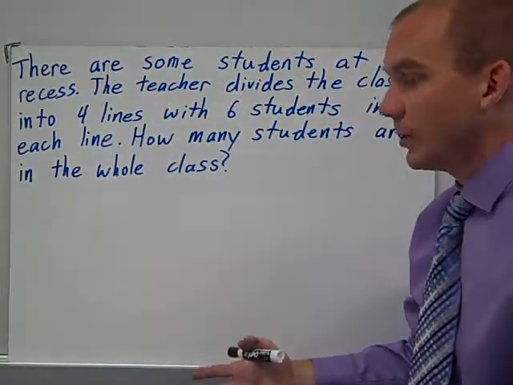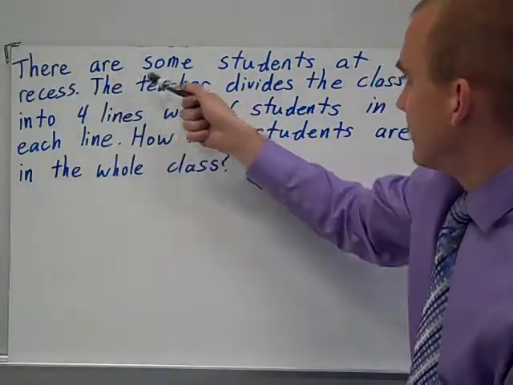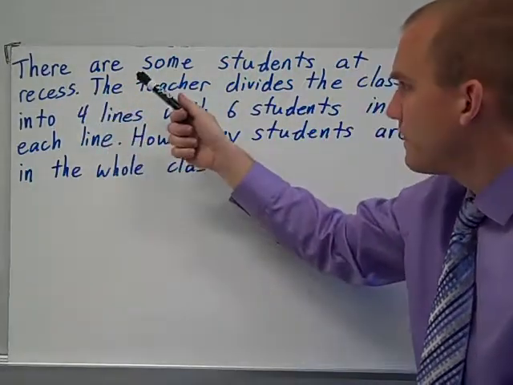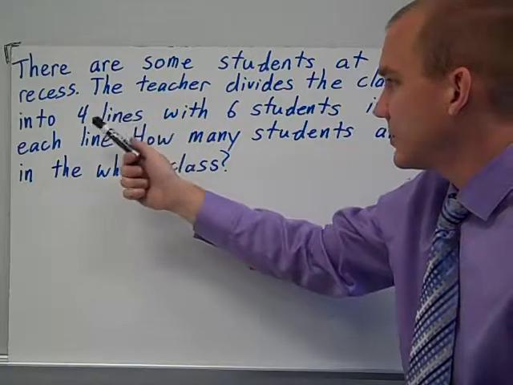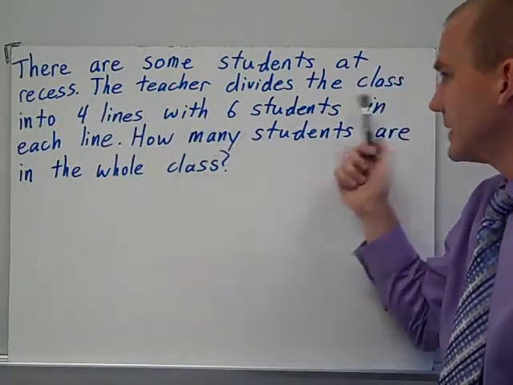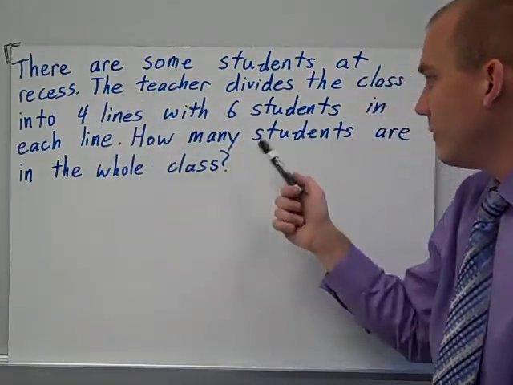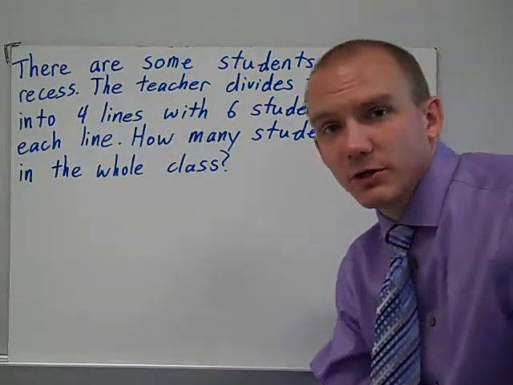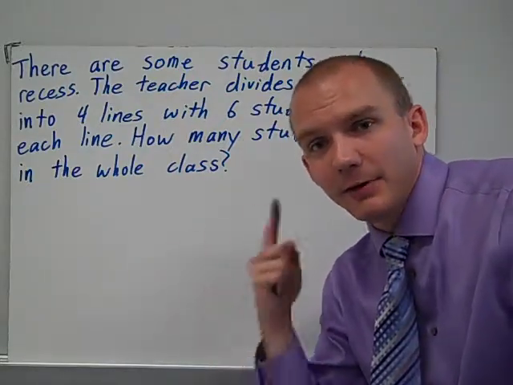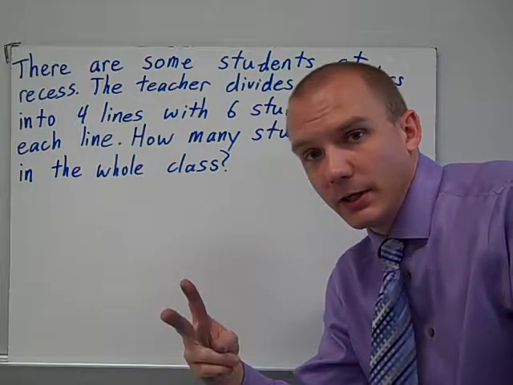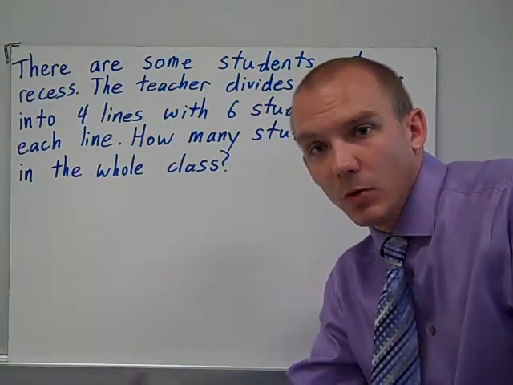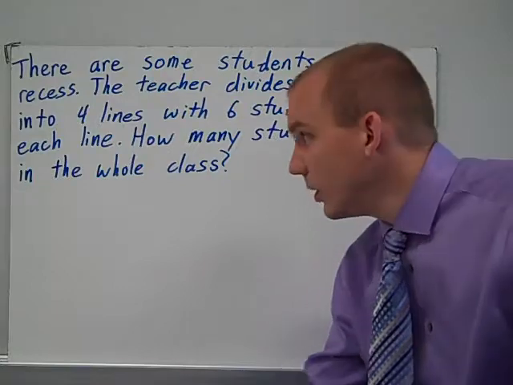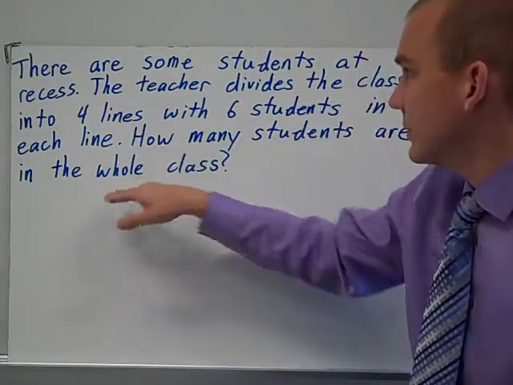So another example I'm going to go through. There are some students at recess. The teacher divides the class into 4 lines with 6 students in each line. How many students are in the whole class? So there's 2 things you'll have to do. You have to draw a picture and then write that equation with an unknown in it. At that point, you really have it most of the way solved. Figure out the unknown, and that should be how many students are in the whole class.